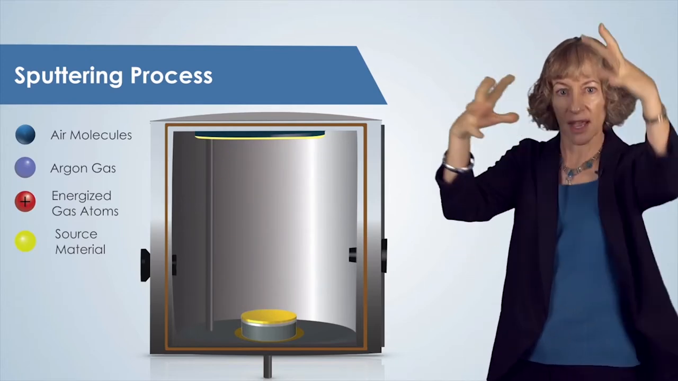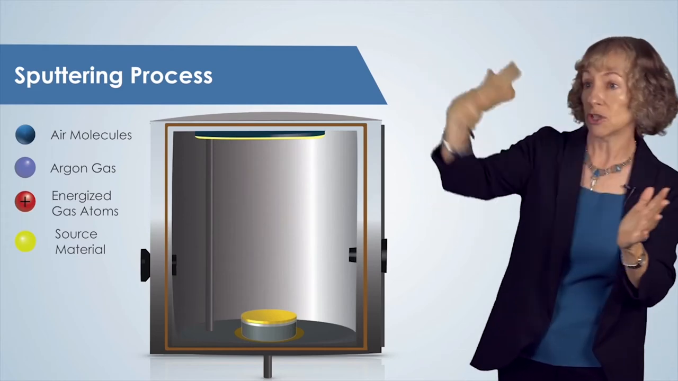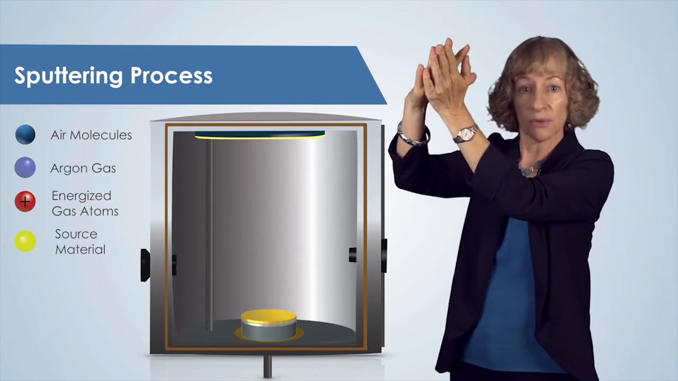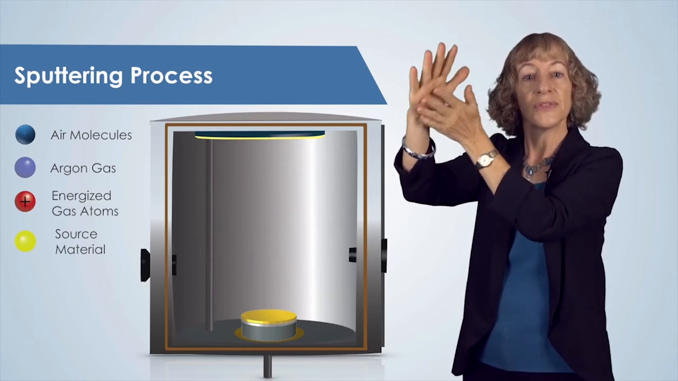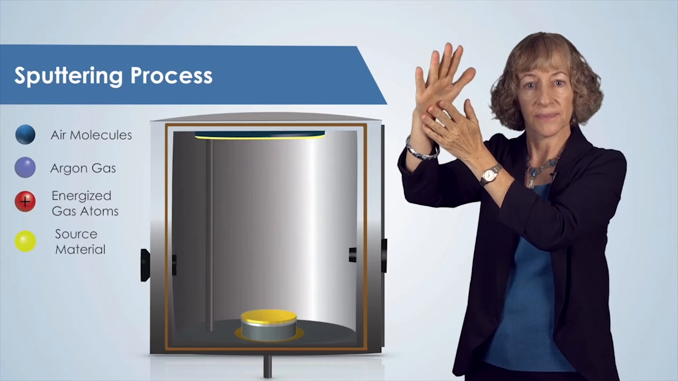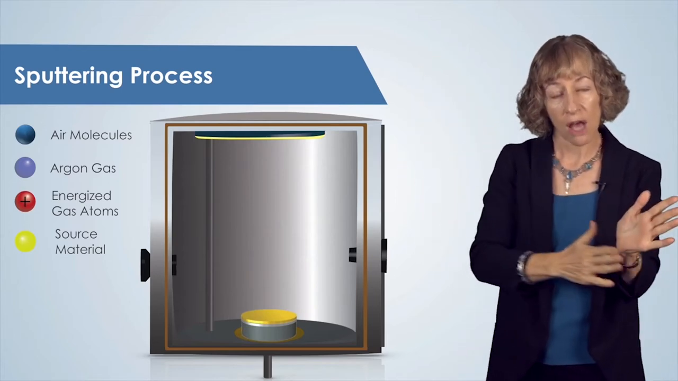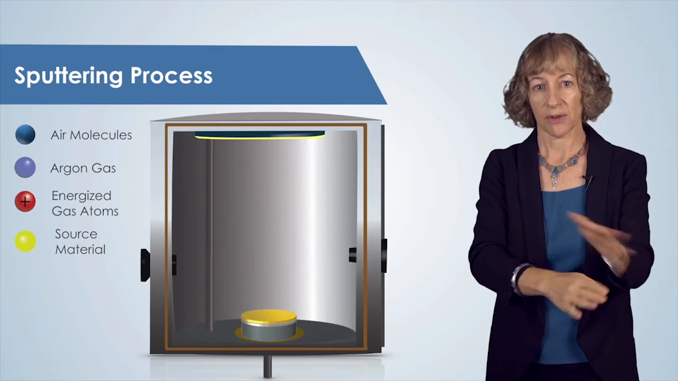These sputtered atoms fly off in all directions, including toward the substrate that we want to coat. And this process continues until the substrate is coated with the desired thickness of material. Then we turn the voltage off on the target, and the sputtering stops. Sputtering is one thin film vacuum deposition option. Be sure to take a look at the thermal evaporation and electron beam evaporation videos to learn about two other commonly used thin film vacuum deposition techniques.